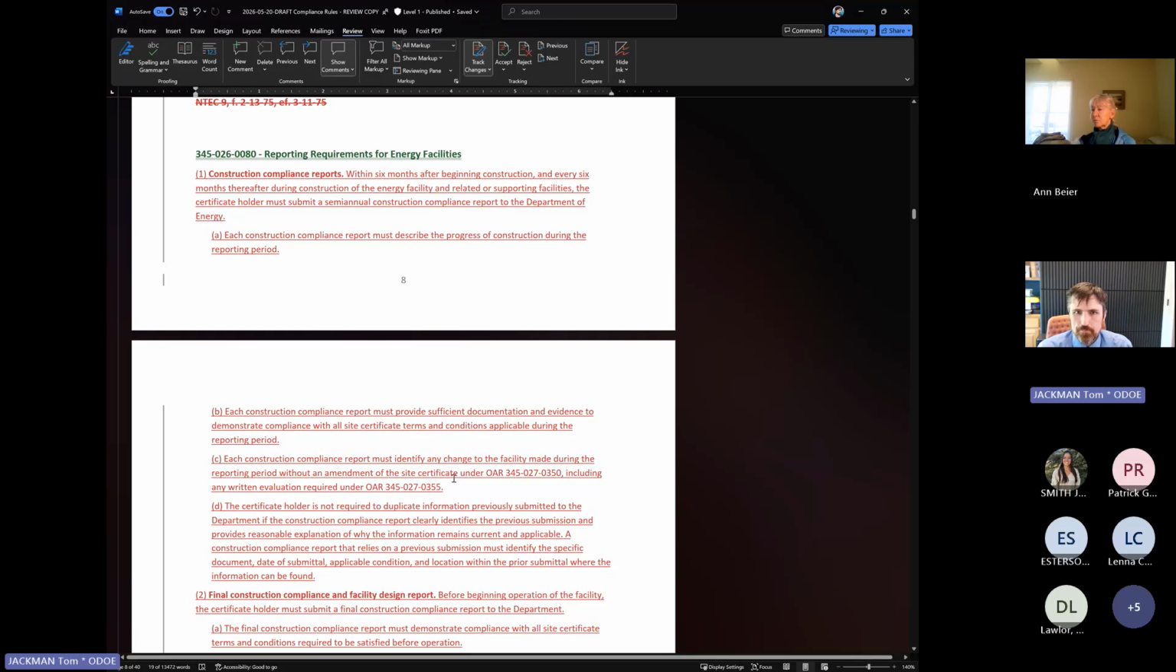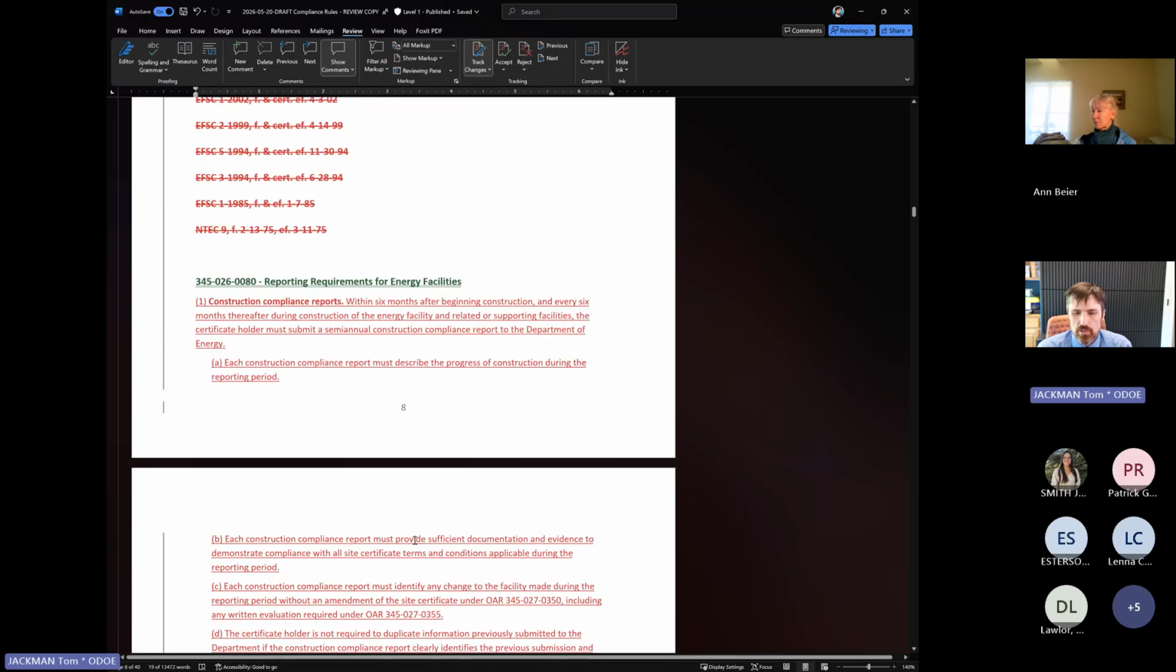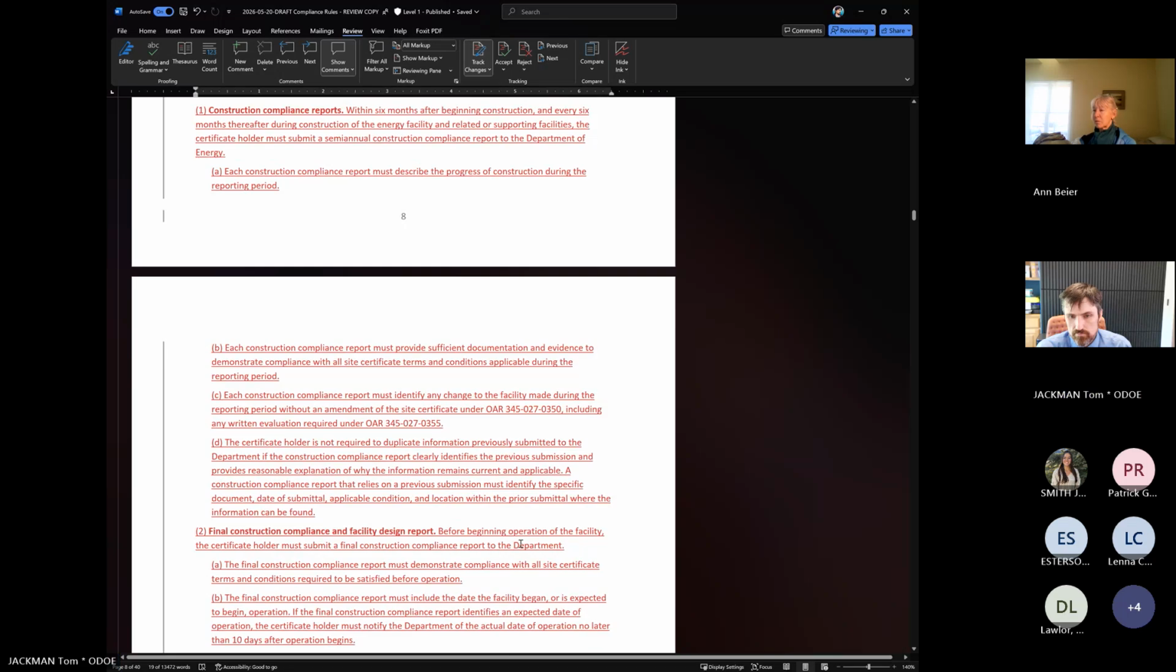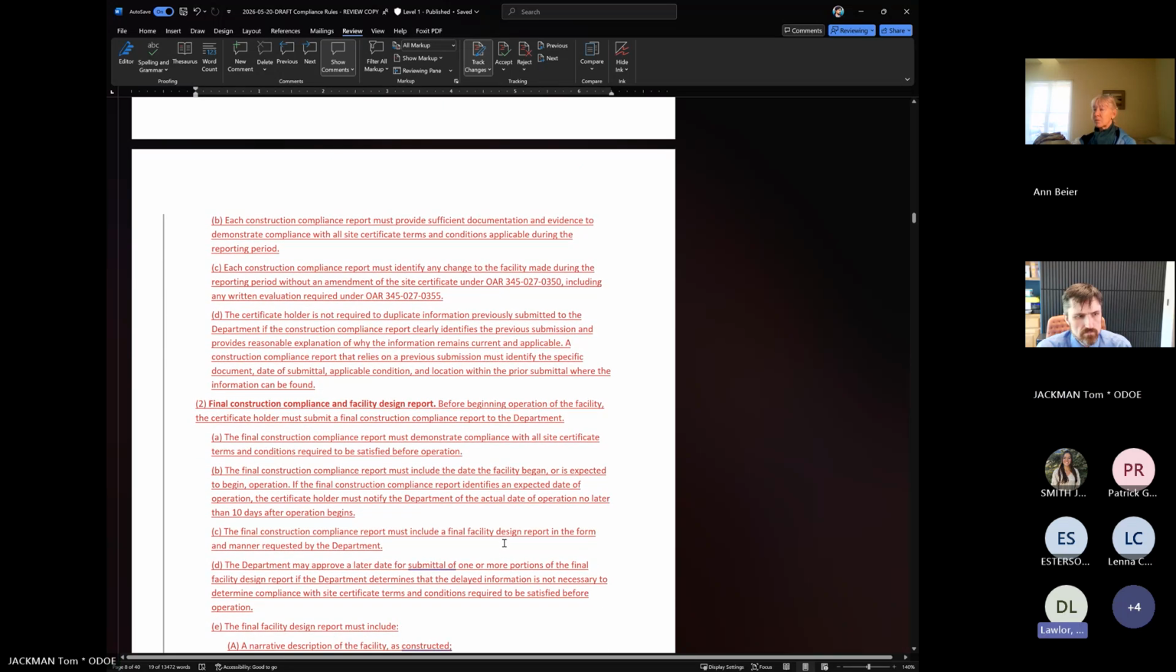I don't know if anybody has any questions about what we attempted to do with the suggested changes here, but the idea is that facility operators know exactly what they need to submit and when they need to submit it. That's really what it comes down to. David? Yeah, we agreed with that process.